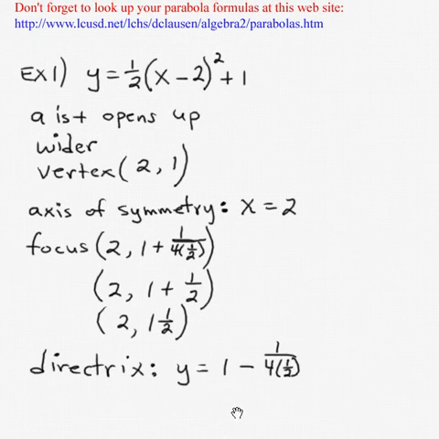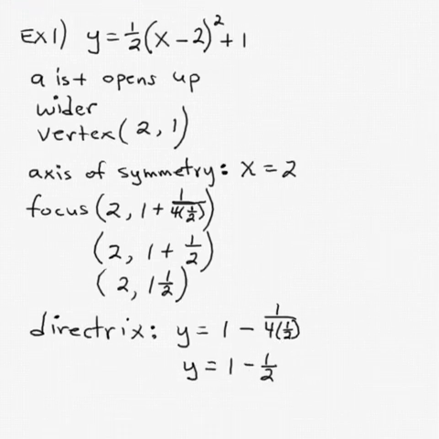If you refer to your formula sheet in the packet, the equations of the axis of symmetry and the directrix are always perpendicular to each other. So if my axis of symmetry is x equals, my directrix is going to be y equals, and it's going to be the y value of the vertex minus 1 over 4a. Now it's not 1/4 of a, it's 1 over 4 times a. So 4 times 1/2 is still 2, and 1 minus 1/2 is going to give us 1/2.